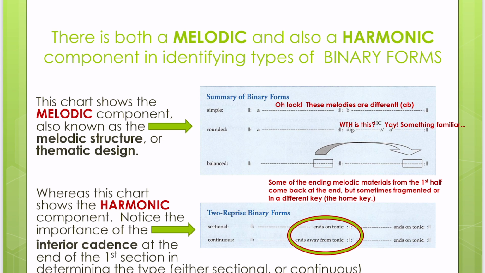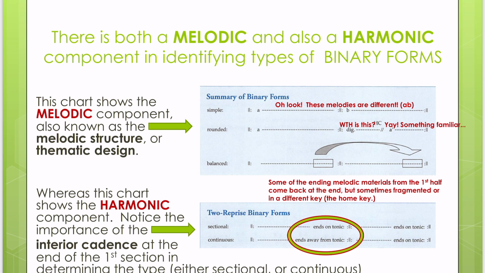So if you look at the top one where it says summary of binary forms, if you have what we call a simple binary form, you're talking about the two halves of the binary form, the first part and the second part. And if the melodies are different, we'll call the first melody in section 1 A, and in the second section we'll call it B. So that's all simple means: the melodies are different for the first section versus the second section. That's all it means.